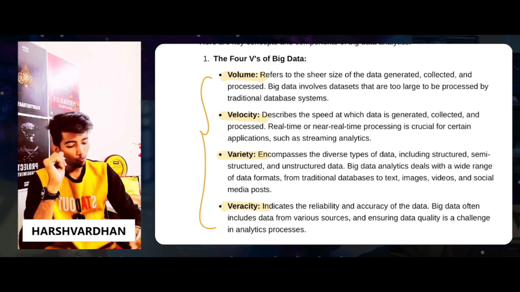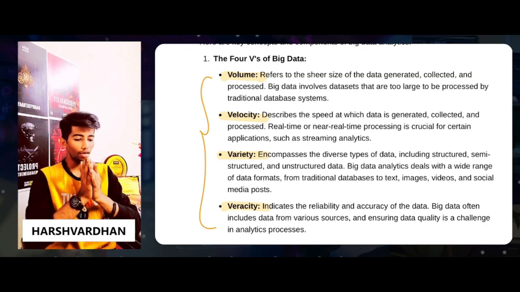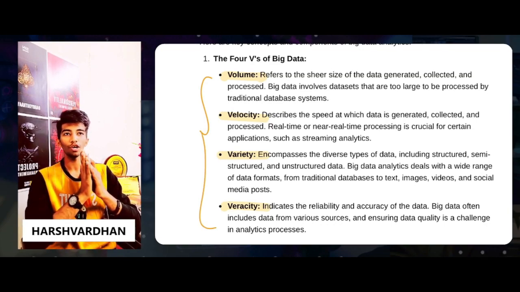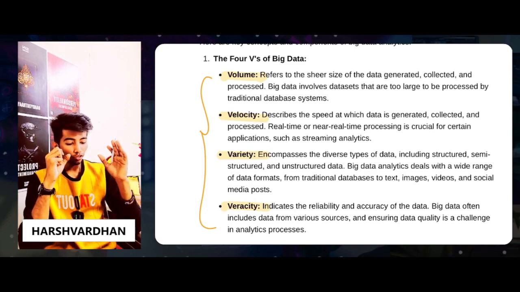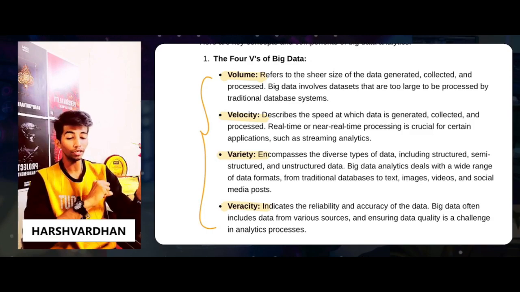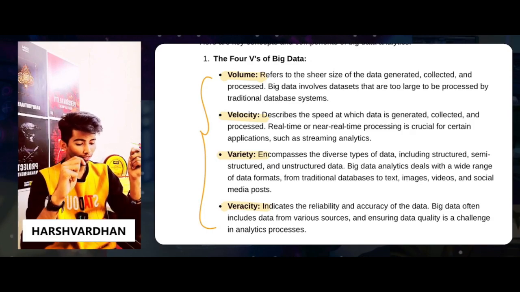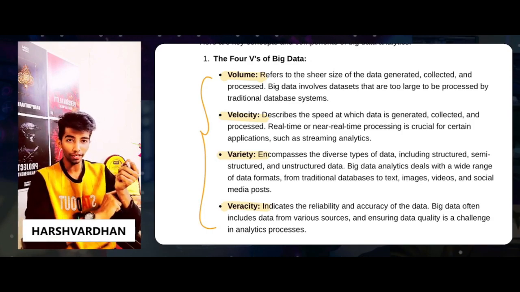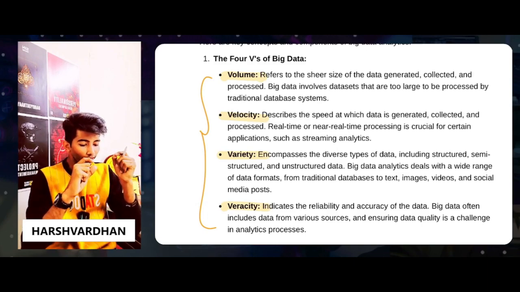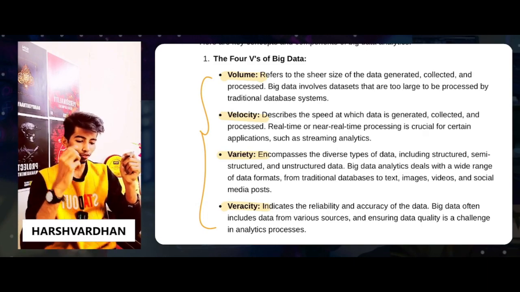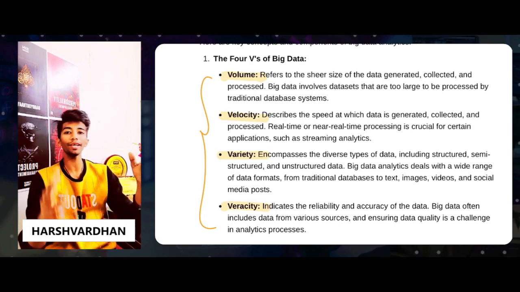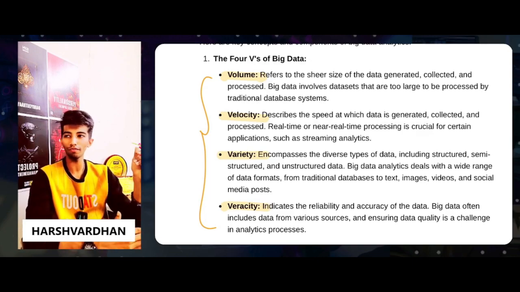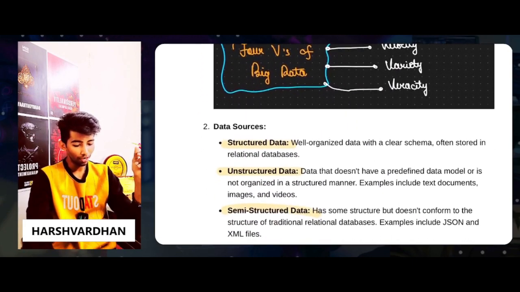Volume. Volume refers to the sheer size of data which is generated or collected and processed. You have a very good volume of data. Velocity, which describes the speed at which the data is generated or collected. Variety, you will have different kinds of data. Veracity indicates the reliability and accuracy of the data. So there will be 4: volume; velocity, the speed; variety, different kinds of data; veracity, the reliability and accuracy of data. These were the 4 V's of big data which you can understand, right?